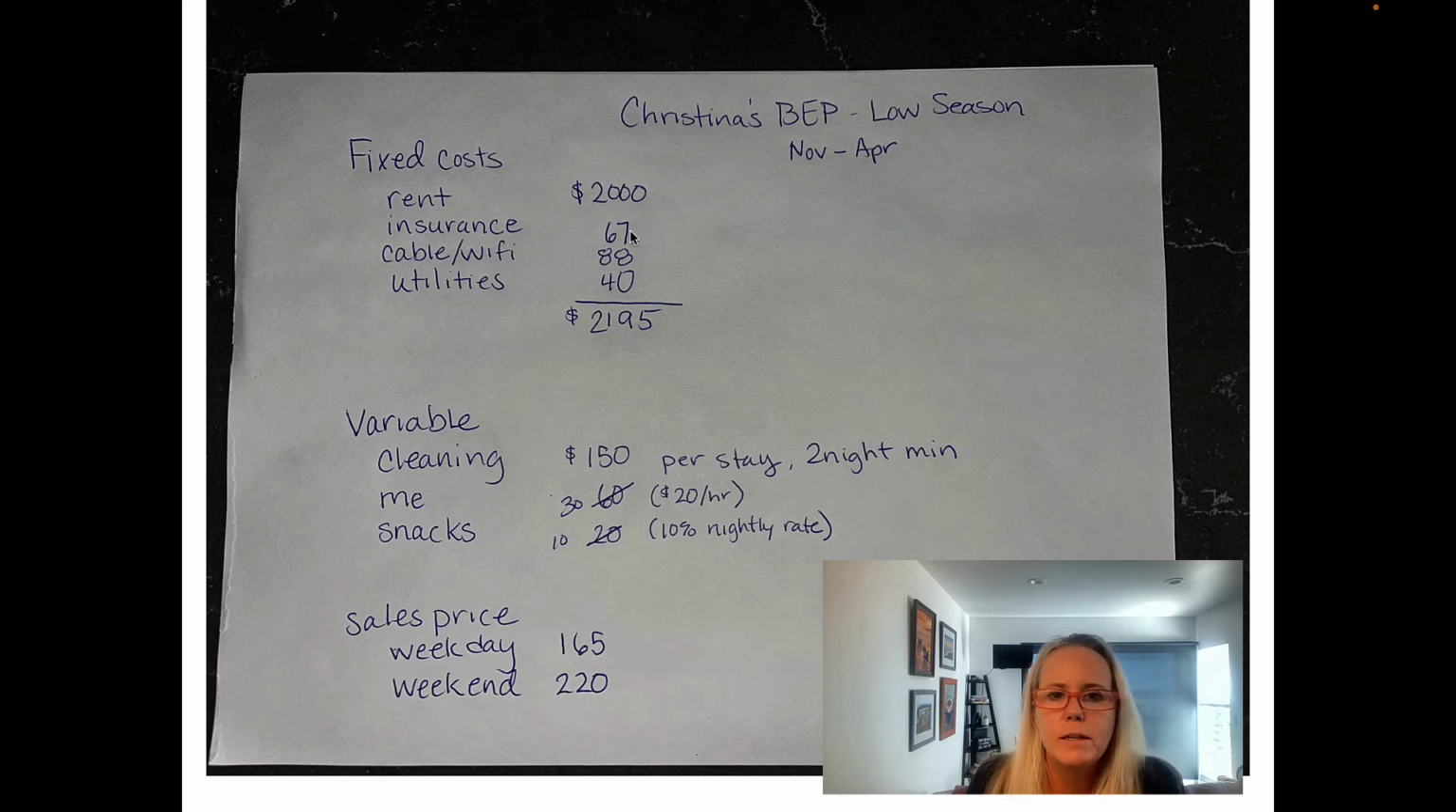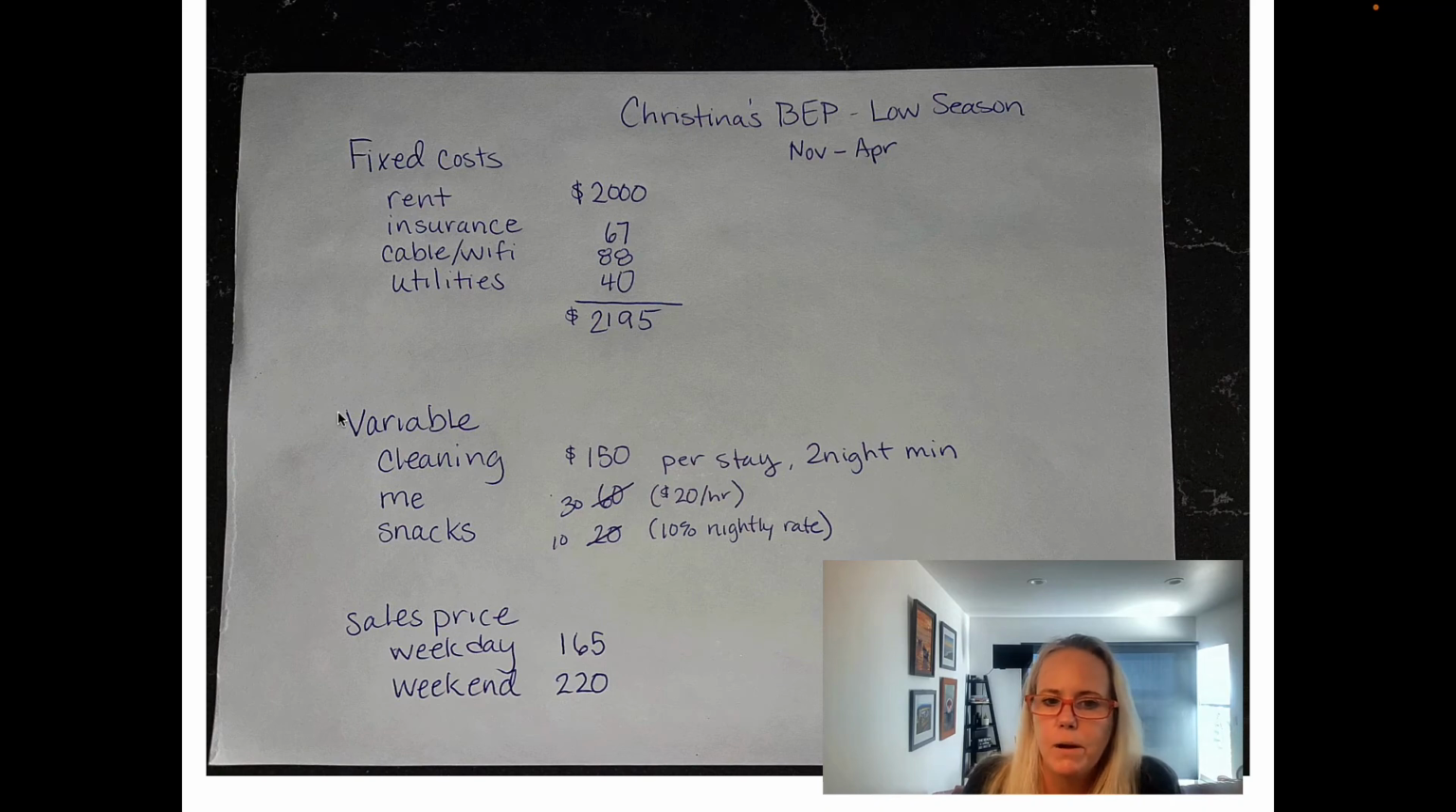My insurance is generally about $67 a month. Well, it is $67 a month. My cable Wi-Fi is $88 a month, and my utilities generally run me about $40, which equals $2,195 in fixed cost each month.